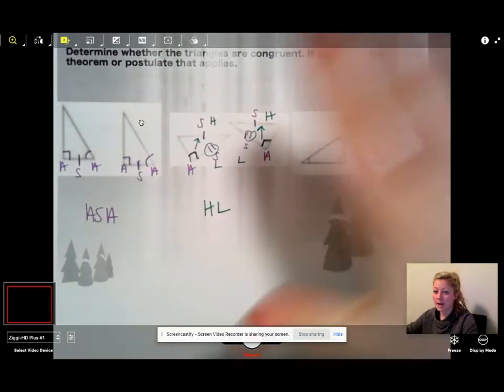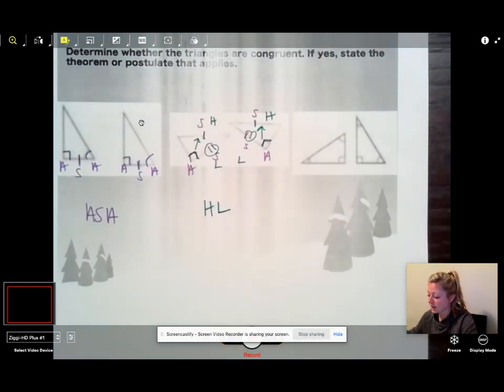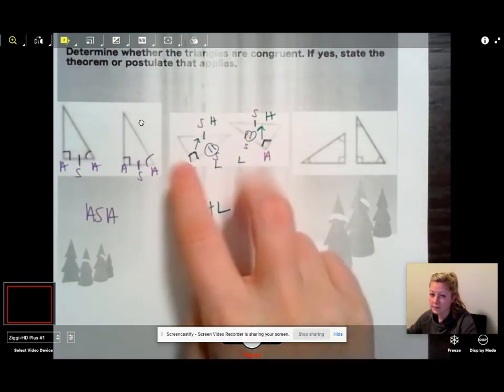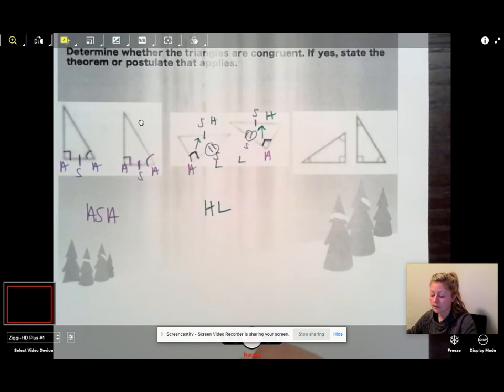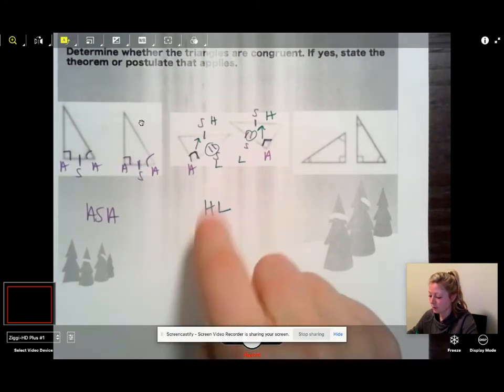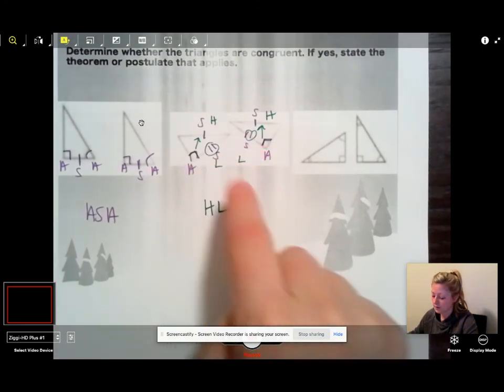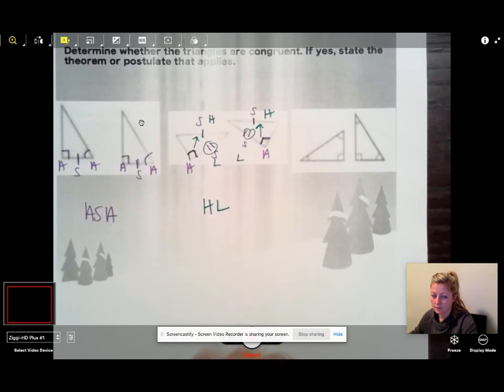And again, this won't happen every time you have the SSA situation, only if it's a right angle. So I'm going to repeat that one more time. This only works with right triangles. So if there's a right angle, you can use HL.